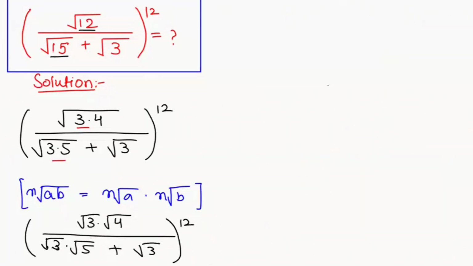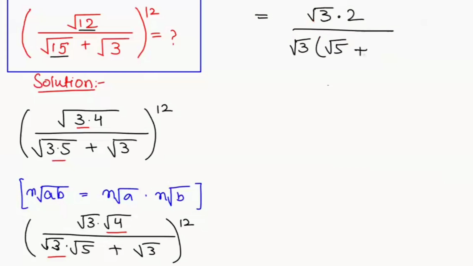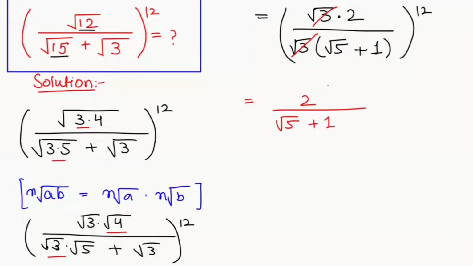Now in the next step, I am going to take the common factor of root of 3 and solve this out. So the next expression we get is root of 3 times 2 over root of 3 is common here, root of 5 is remaining plus 1 is remaining, whole to the power of 12. Here this and this get cancelled, so the next expression we get is 2 over root of 5 plus 1, and whole to the power of 12.